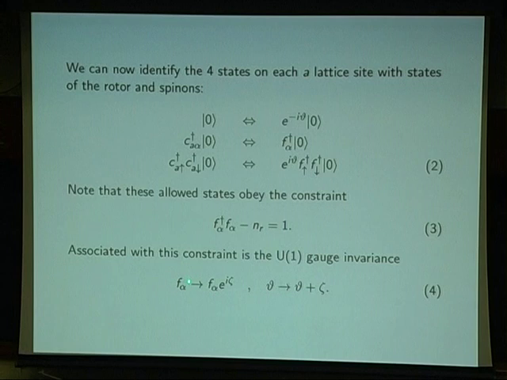In other words, this constraint is basically the conserved charge associated with this transformation. And because I have a conserved charge on every site, this is a gauge transformation. So if I change the phase of F and theta this way, then all of these states remain invariant. They're all gauge neutral.